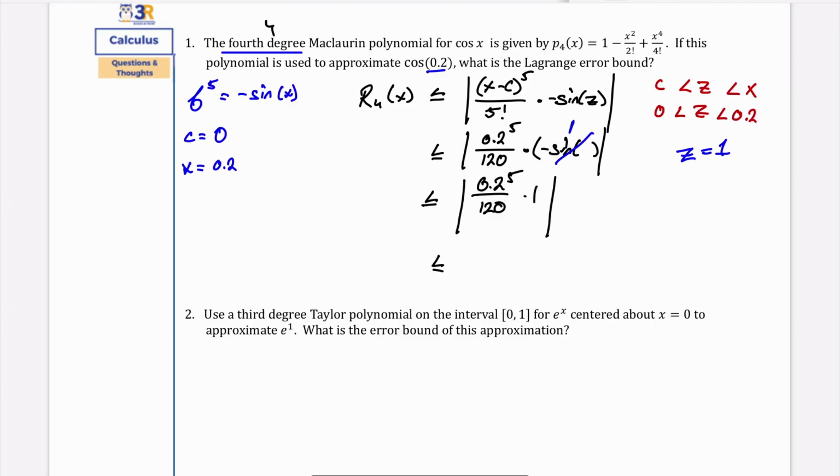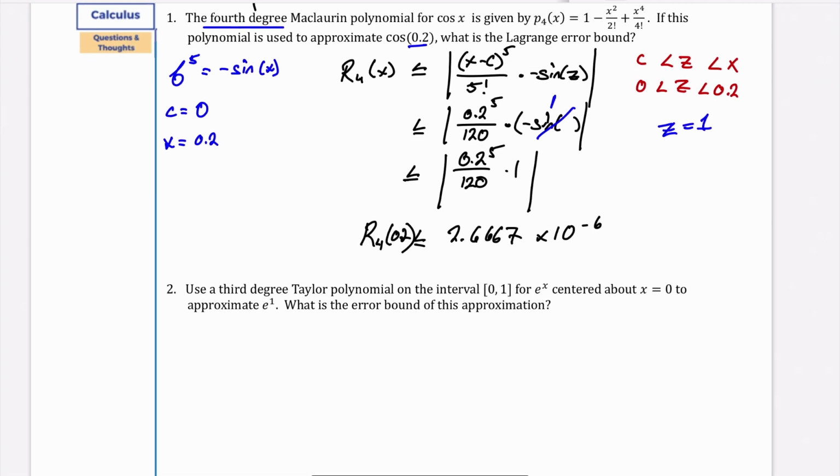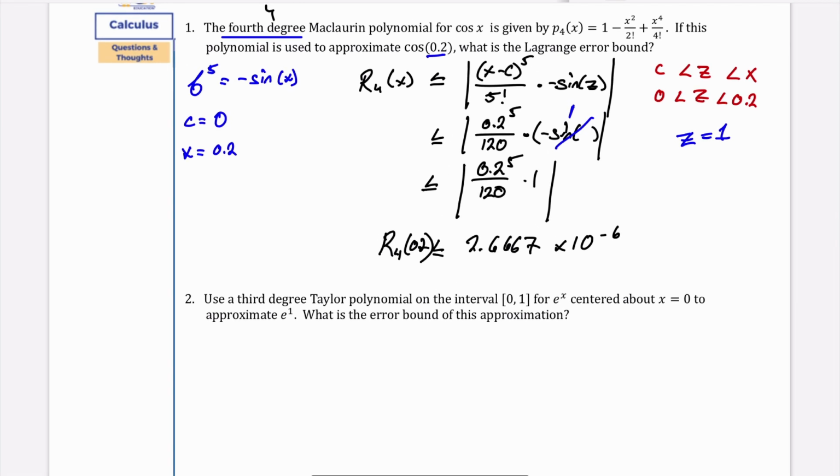And that means that it's going to be less than or equal to 2.6667 times 10 to the negative 6. So there is your error bound. That's r sub 4 at 0.2. Okay, so we know that's going to be the farthest away we can get from the actual functional value.